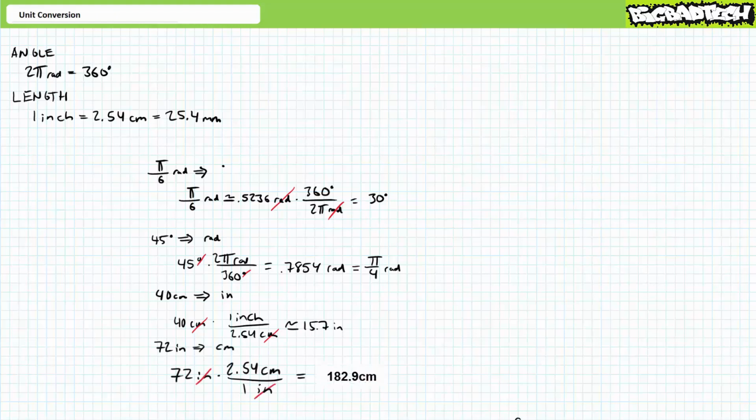Lastly, we've been asked to convert 72 inches to centimeters. The unit we want, centimeters, is on top. And the unit we don't want, inches, is on the bottom. 72 inches times 2.54 centimeters divided by 1 inch, units of inches cancel out, and we're left with roughly 182.8 centimeters. All right, hopefully those illustrated examples went well for you.